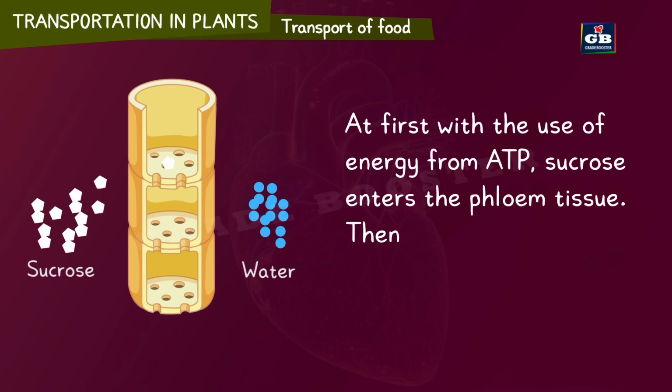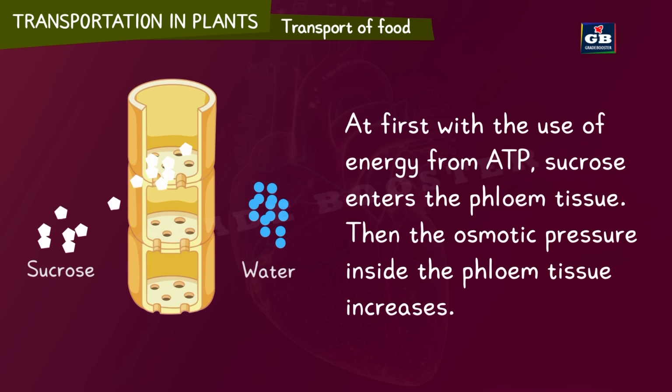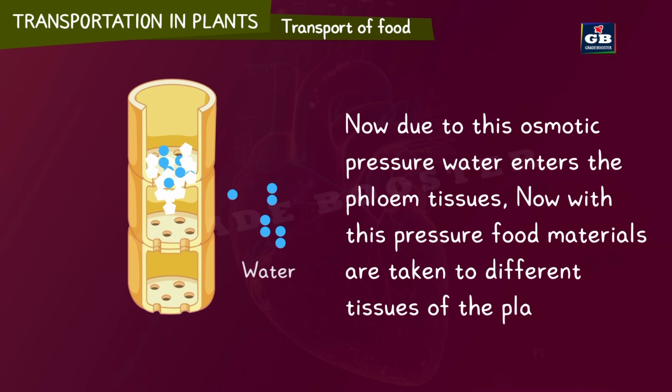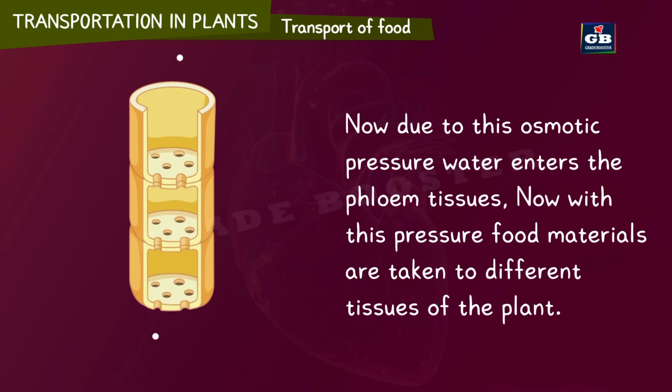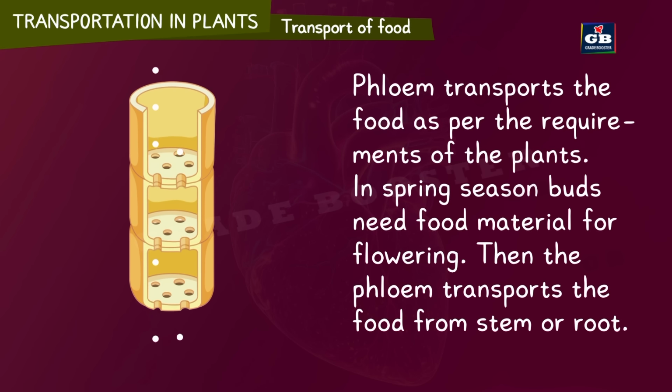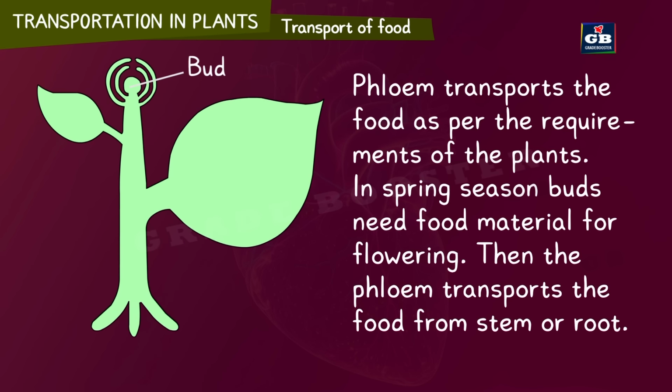At first, with the use of energy from ATP, sucrose enters the phloem tissue. Then the osmotic pressure inside the phloem tissue increases. Now, due to this osmotic pressure, water enters the phloem tissues. Now with this pressure, food materials are taken to different tissues of the plant. Phloem transports the food as per the requirements of the plants. For example, in spring season, buds need more food material for flowering. Then the phloem supplies the food from stem or root.